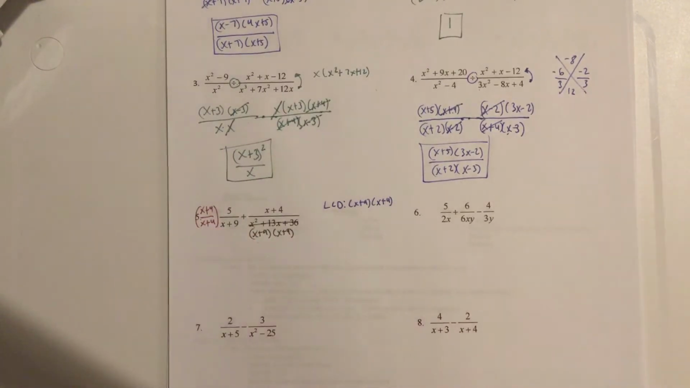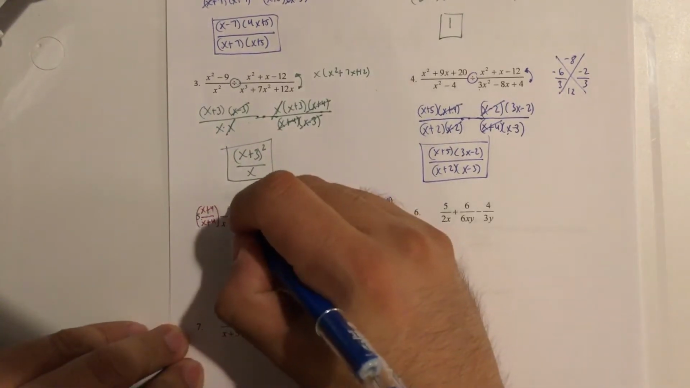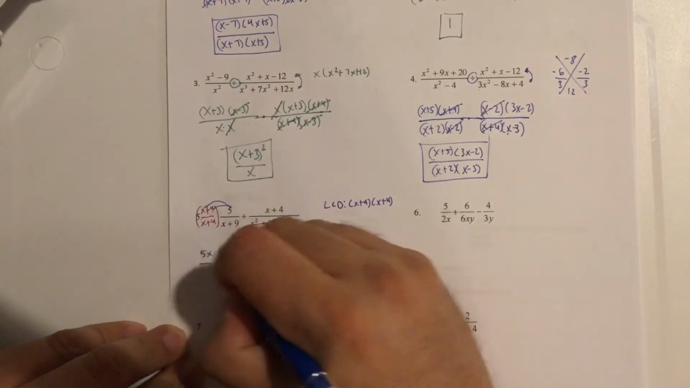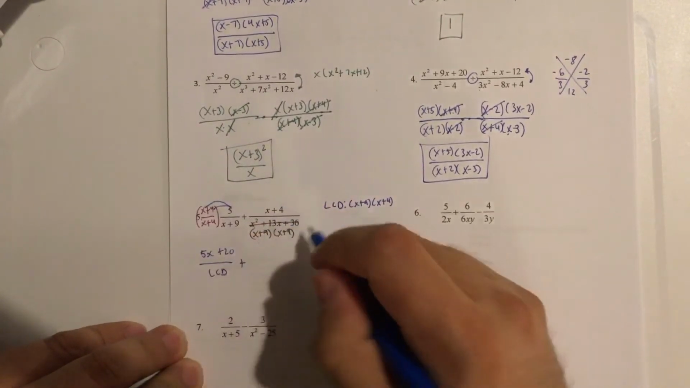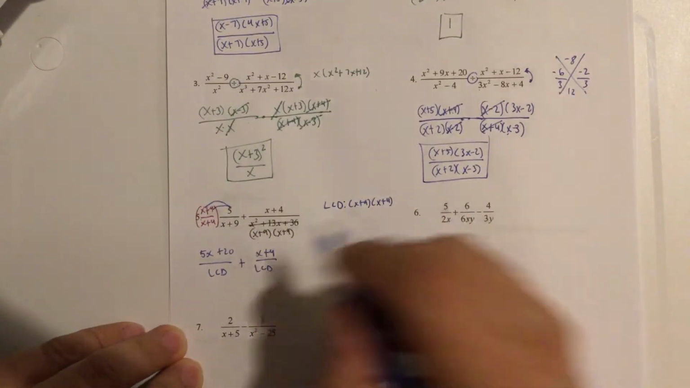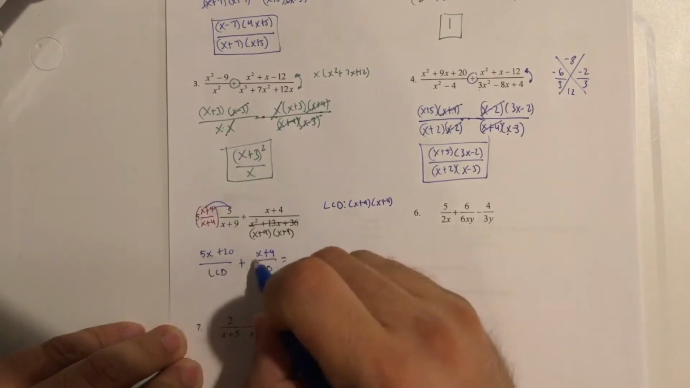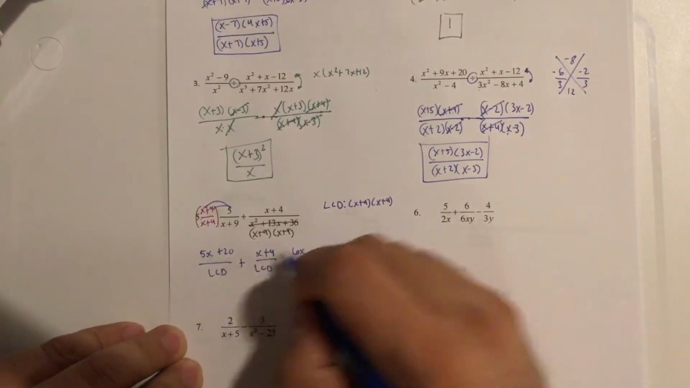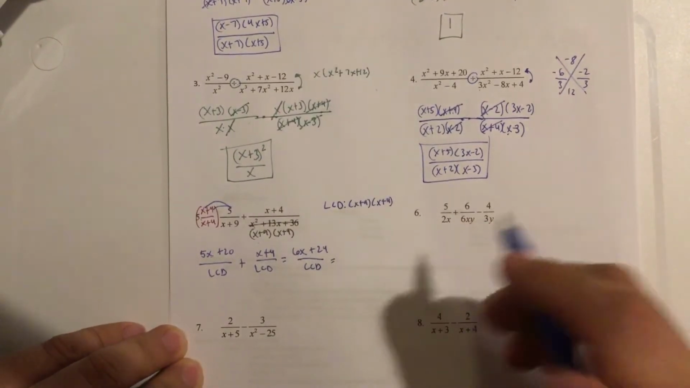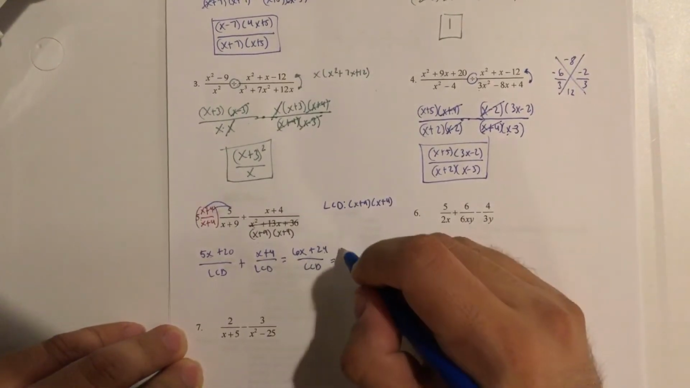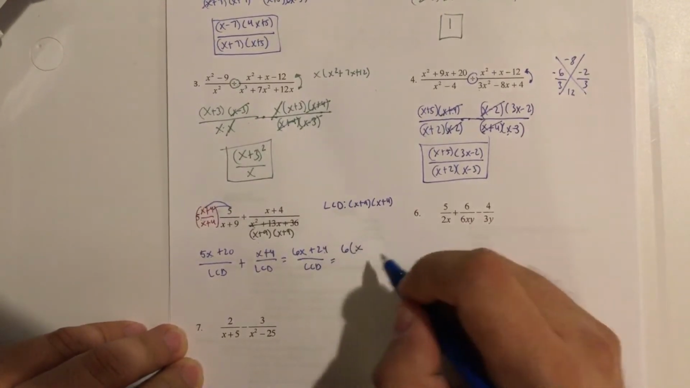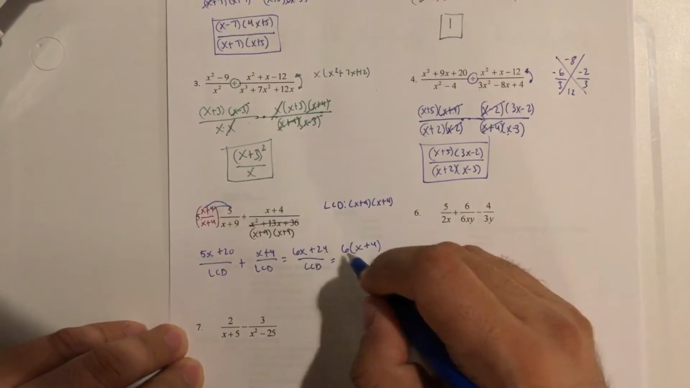So we can combine these two. All right, so on the top, I'm going to distribute 5 times x is 5x, 5 times 4 is 20 over the LCD, plus x plus 4 over the LCD. From here, we can combine like terms. 5x plus 1x is 6x, 20 plus 4 is 24 over the LCD. Last step, I'm going to factor out the greatest common factor from the top, just to see if anything does cross out. So 6 is my GCF. 6 times x is 6x, and 6 times 4 is 24.